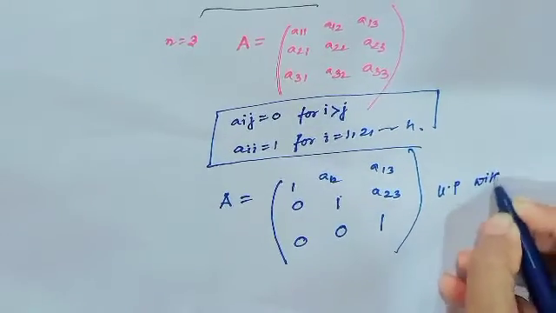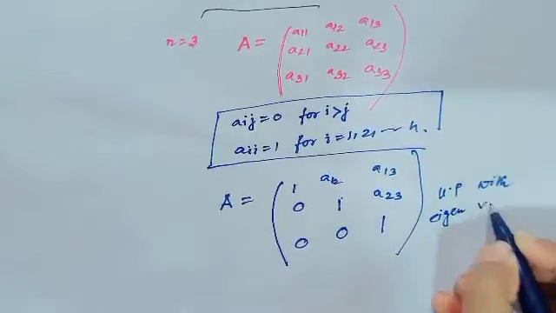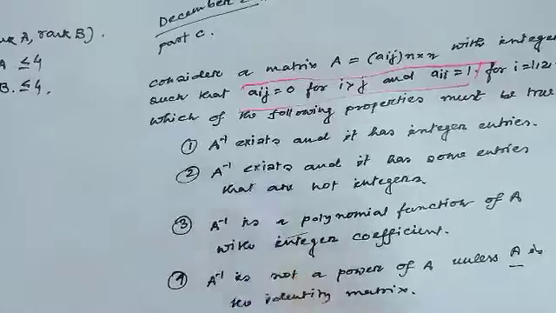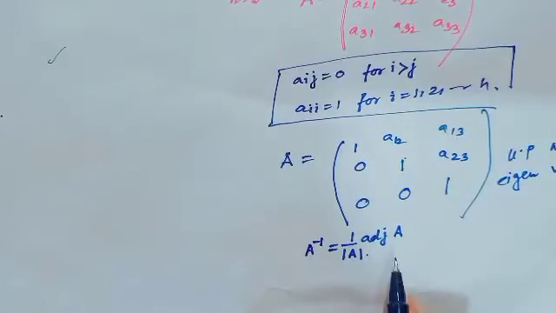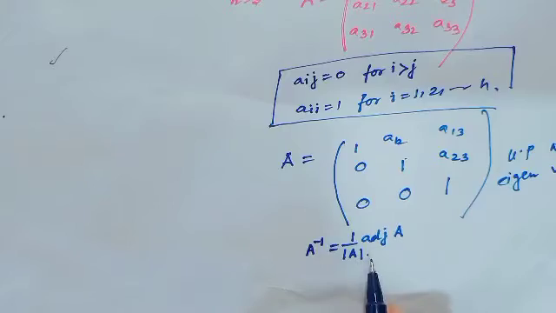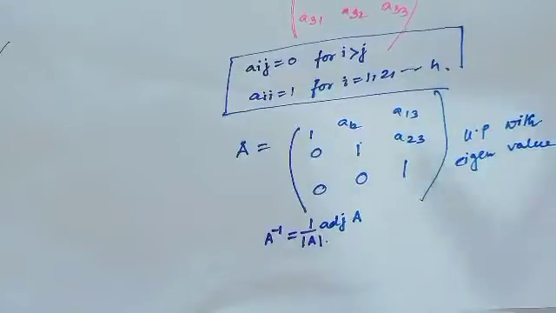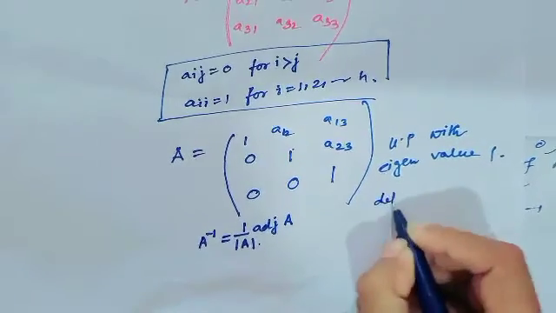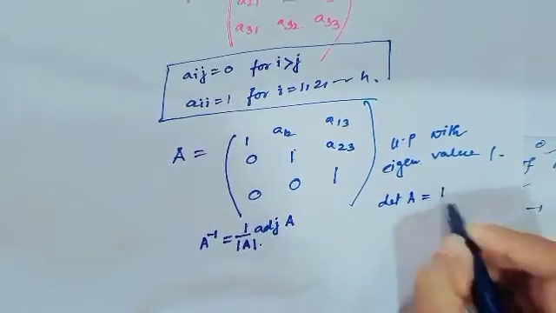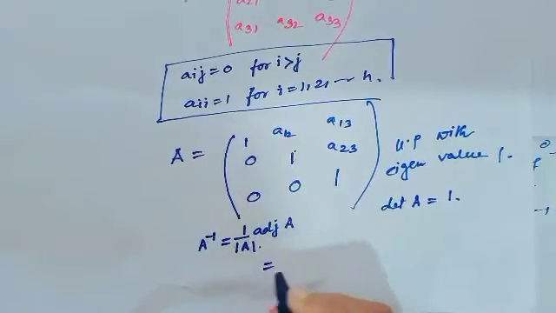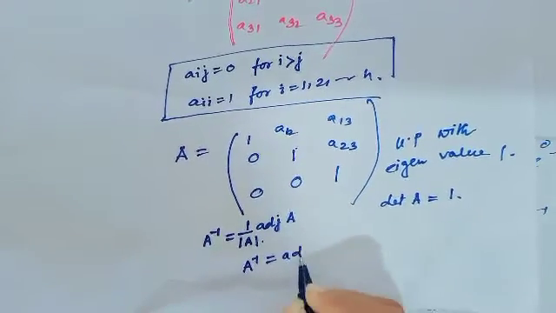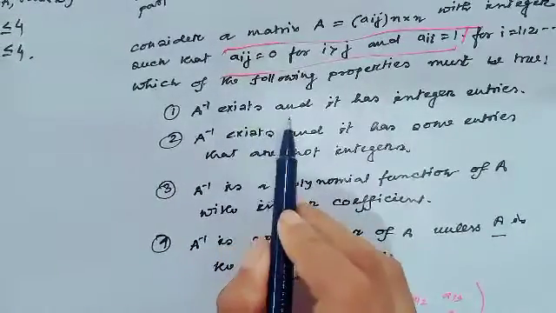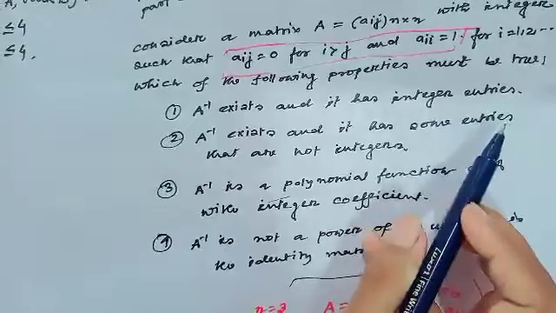with eigenvalue 1. Okay. Notice here the question about A inverse. Obviously A inverse means adjoint of A over det of A. And what is the det of A? Since all eigenvalues here are 1, obviously det of A is equal to the product of the eigenvalues, which is equal to 1. That means A inverse is equal to just adjoint of A. First option, notice, this indicates A inverse exists and it has integer entries.